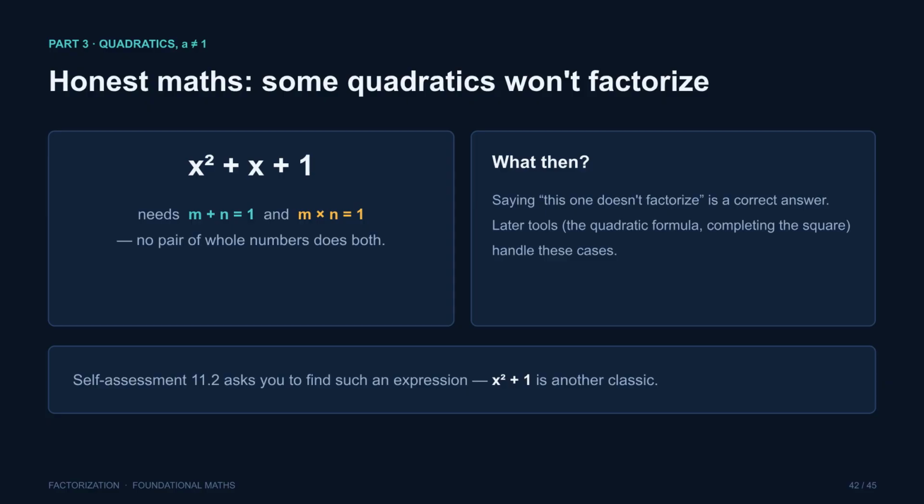Honesty in mathematics. Some expressions cannot be factorized. x squared plus x plus 1 cannot be split using whole numbers. Identifying that an expression is irreducible is a valid and important skill. Later methods will handle these.